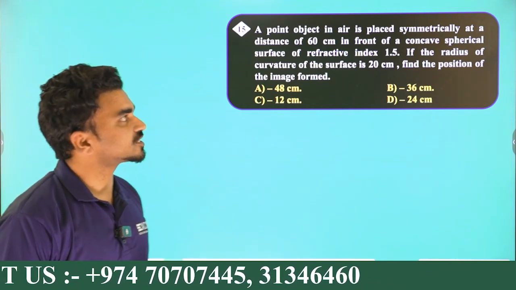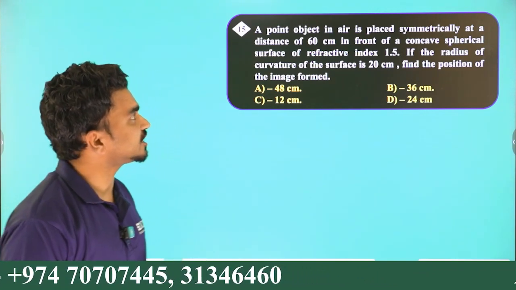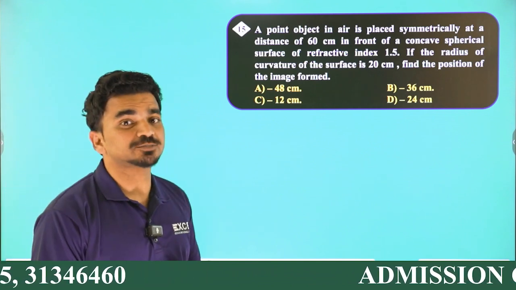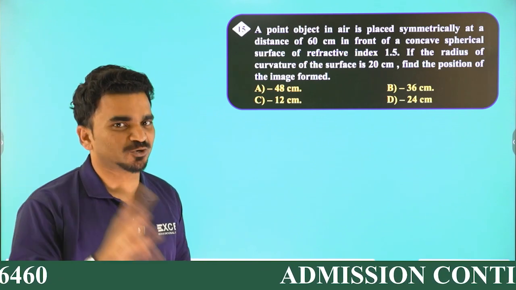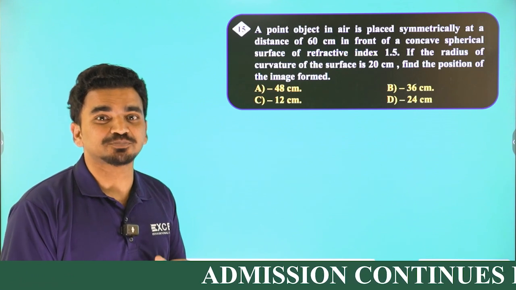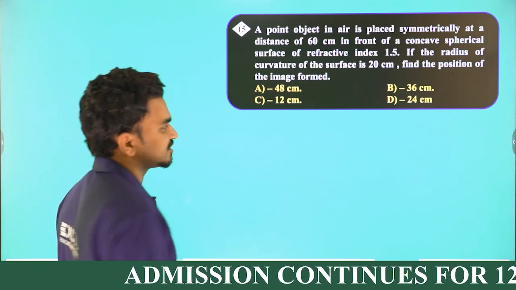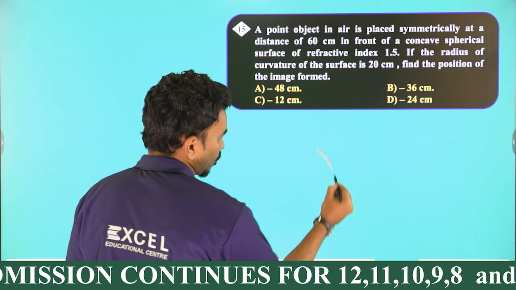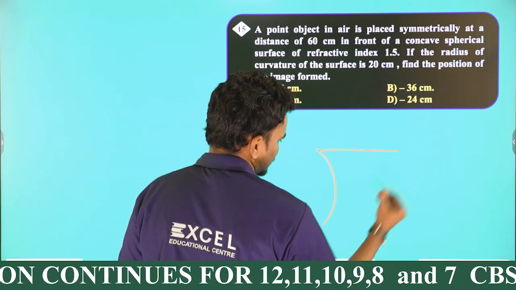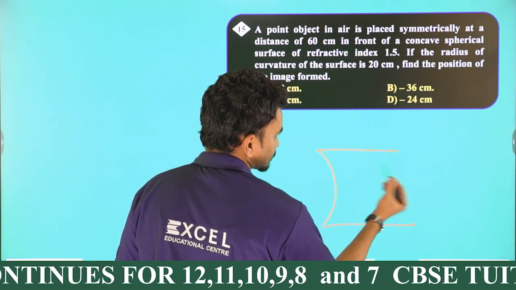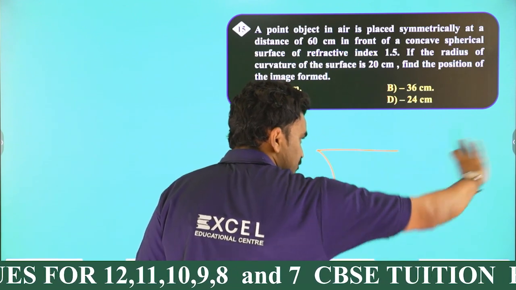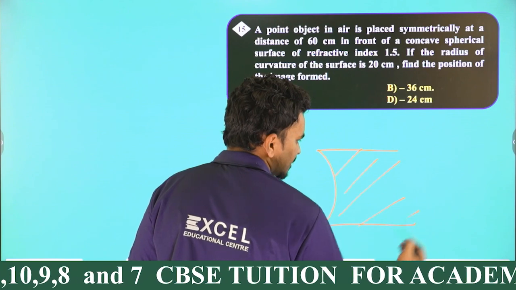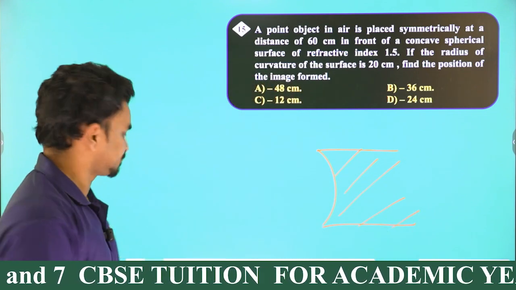A point object in air is placed symmetrically at a distance of 60 centimeter in front of a concave spherical surface, not a lens. Okay, let's try to figure that out. There is a concave spherical surface. It will be like this, going up to infinity, and the other end also goes up to infinity. So it's a concave spherical surface. Fine.